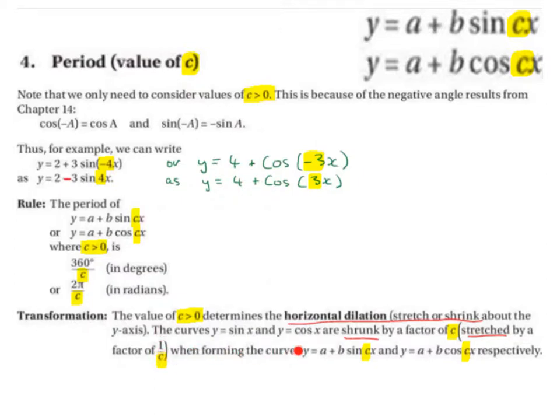When forming the curves y equals a plus b sine of cx and y equals a plus b cos of cx, respectively. So we can say that the graphs are shrunk by a factor of c. So whatever that number is stuck on in front of the x, they're shrunk by a factor of that number. Or you could say they're stretched by a factor of the reciprocal of that number, 1 over c.